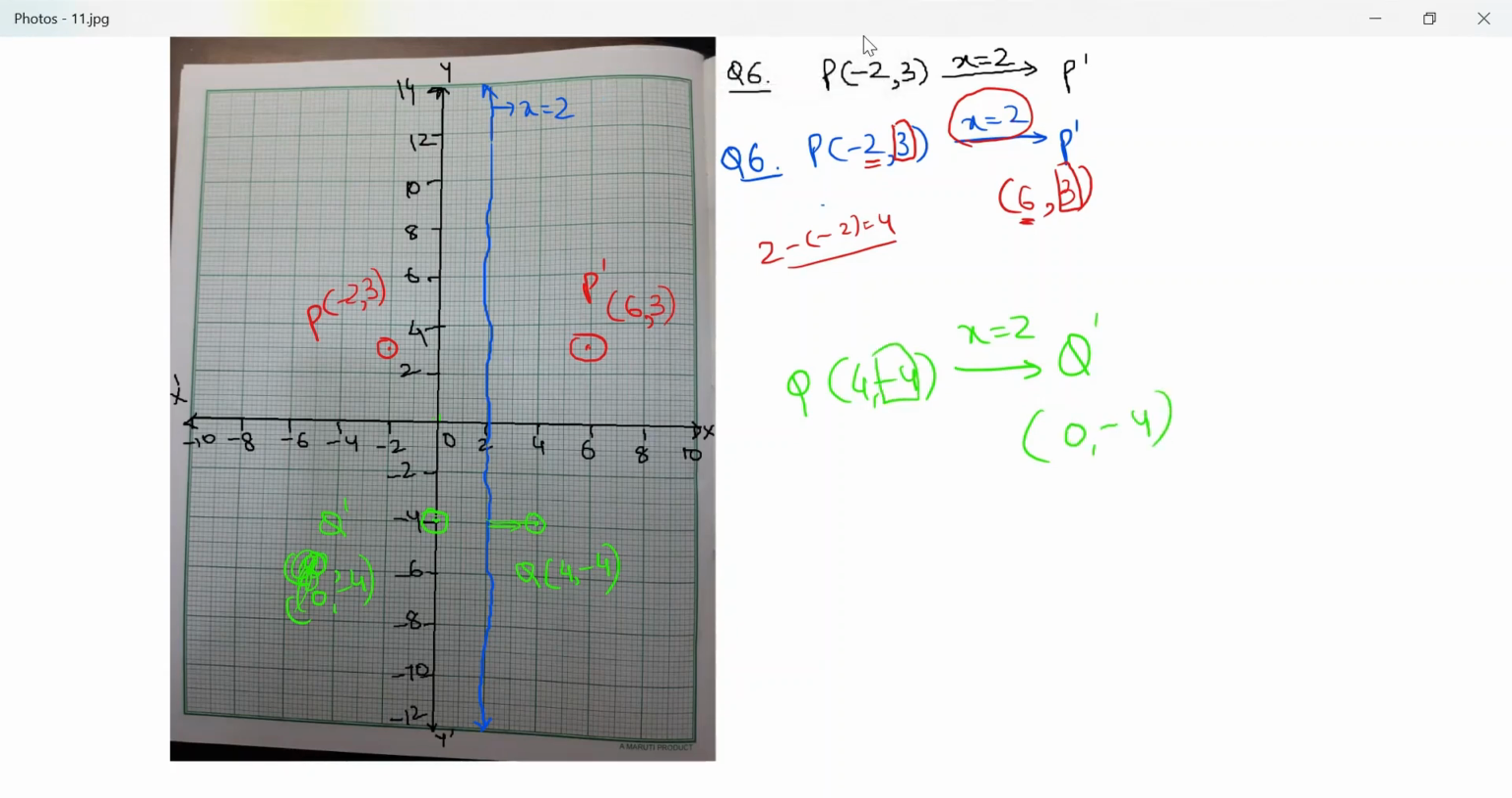Notice that y did not change and x changed. How much did it change by? If I am doing x is equal to 2 minus 4, so 2 minus 4 is negative 2. And from here I added negative 2, which gave me 0. So this is how I got 0. So you can draw this on a graph. It becomes even easier.